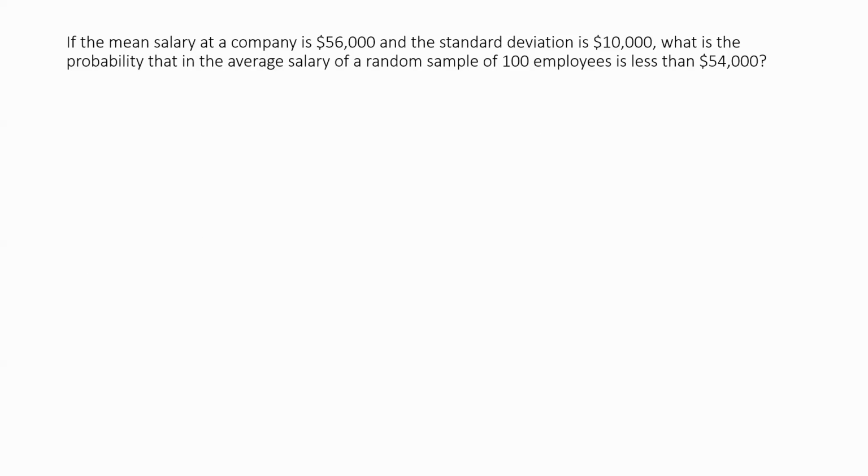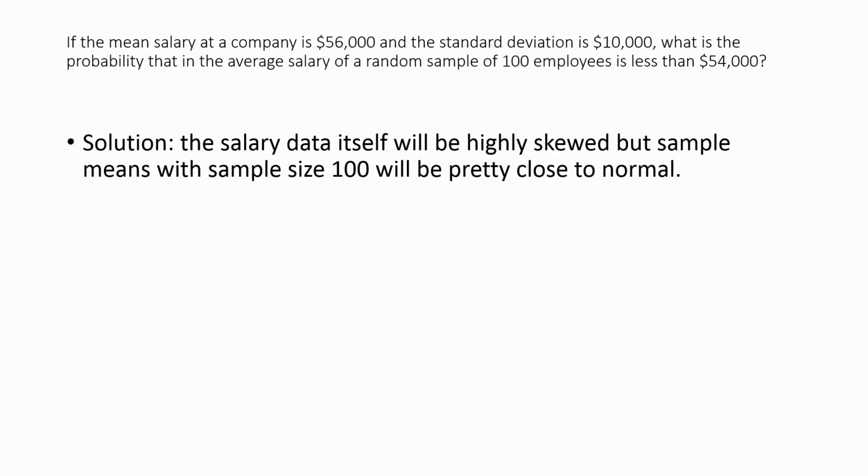So now we can answer our original research question. If the mean salary at a company is $56,000 and the standard deviation is $10,000, what is the probability that the average salary of a random sample of 100 employees is less than $54,000? Well, the salary data itself will be highly skewed. Salary data always is. But the sample means, when you look at samples of size 100, will be pretty close to normal. If the sample size is very small and the data is really skewed, it might not be that normal. But by the time you get to a sample size of 100, even if the original data was skewed, you'll get something quite close to a normal distribution.